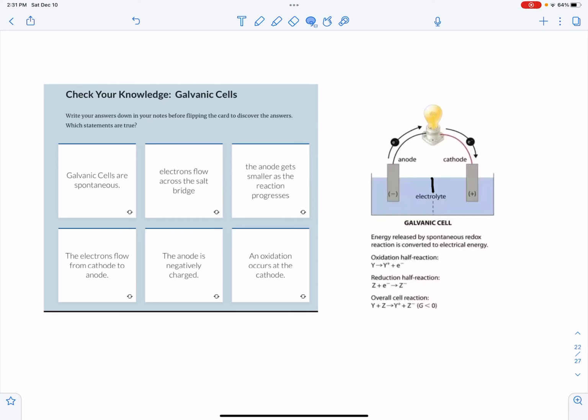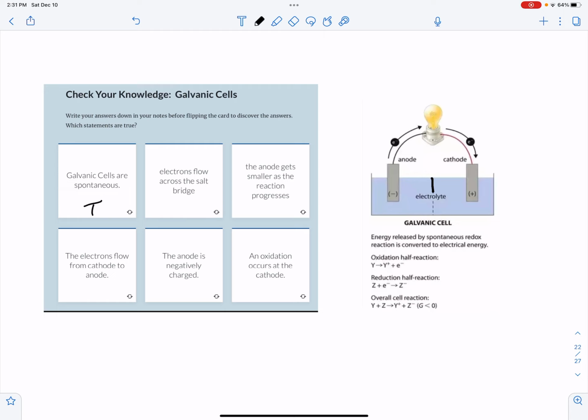So galvanic cells are spontaneous. That's the big thing about galvanic cells. They are spontaneous. You'll be learning about another kind of cell called an electrolytic cell, and it is not spontaneous. It has to be forced to go with plugging something into the wall. So that is true that they are spontaneous.